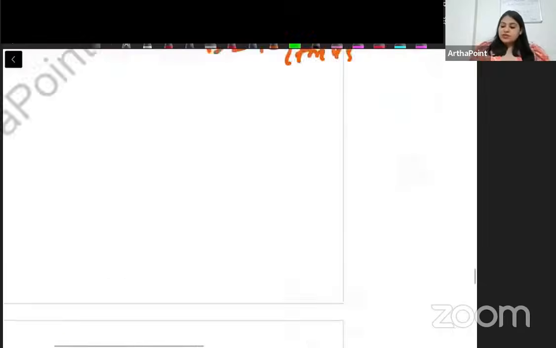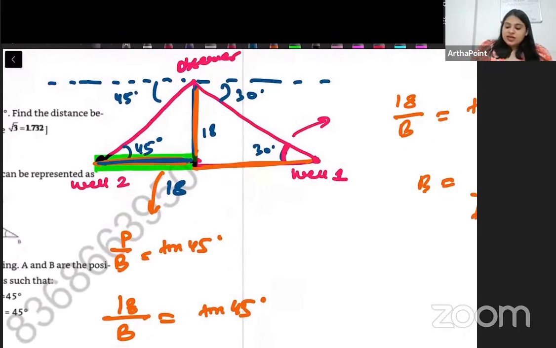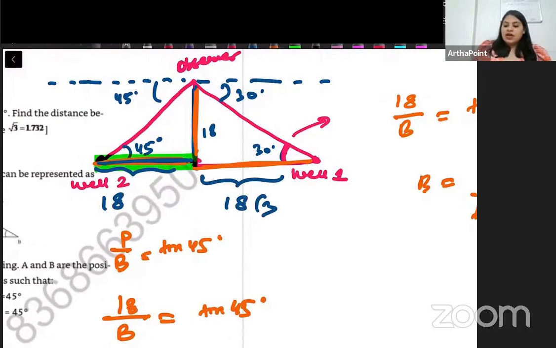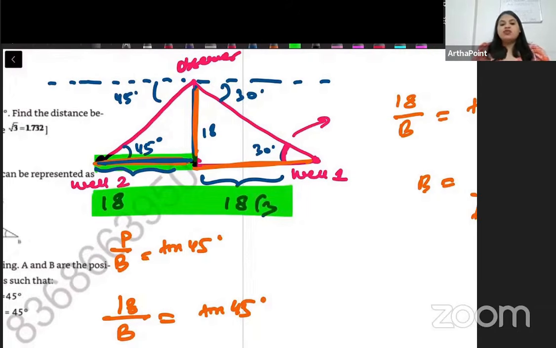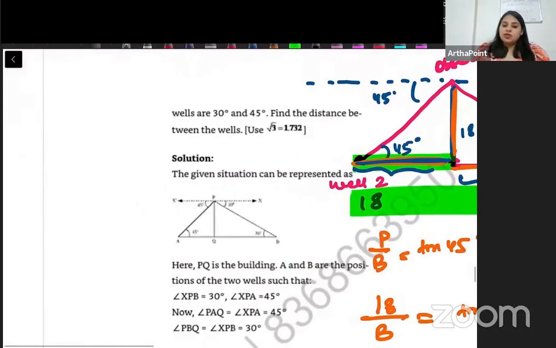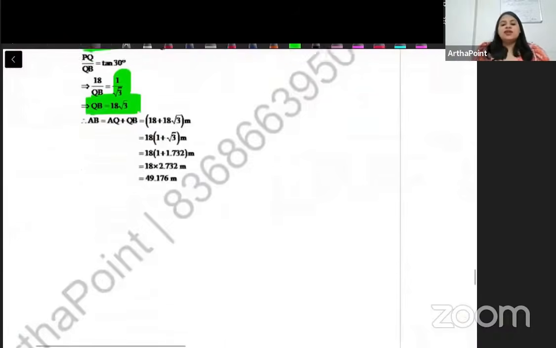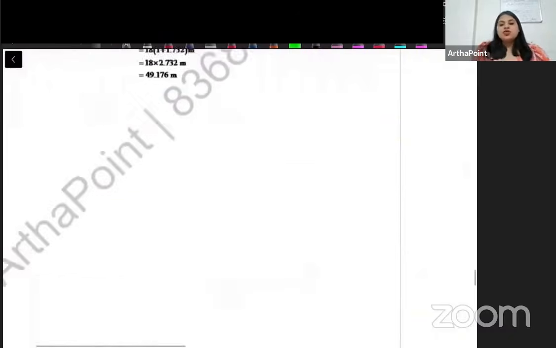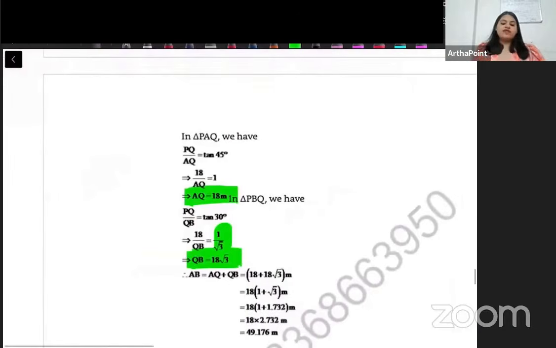Now it is pretty simple. We know that this is 18, which we found, and this is 18√3. So what is the distance between the two wells? Add the two together: 18 plus 18√3. That will be the distance between the two wells. They've already given you the value of √3, so you can just put that in and get the answer. This is the application of trigonometry. I hope this can come in the exam, where you talk about the angle of elevation and depression. I hope this is clear to you.